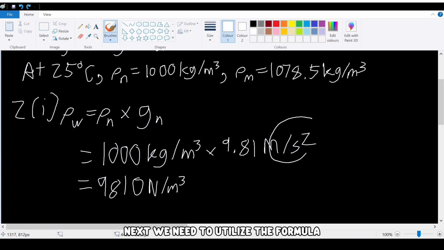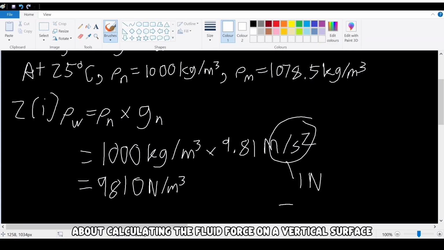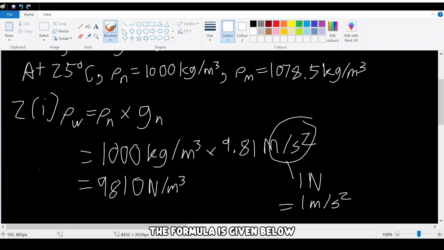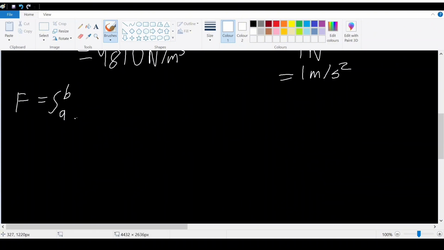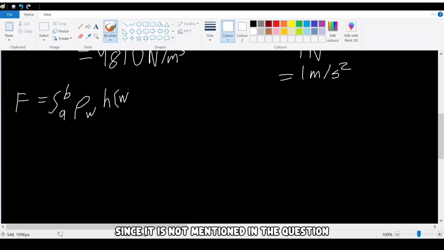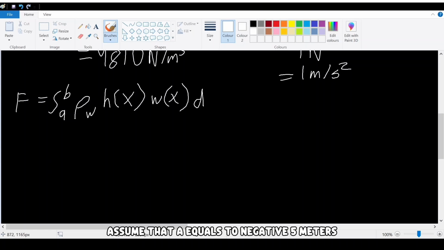Next, we need to utilize the formula for calculating the fluid force on a vertical surface. The formula is given below. For calculating fluid force on a vertical surface, we need to find the width first since it is not mentioned in the question. Assume that A equals negative 5 meters and B equals negative 5 plus Z.